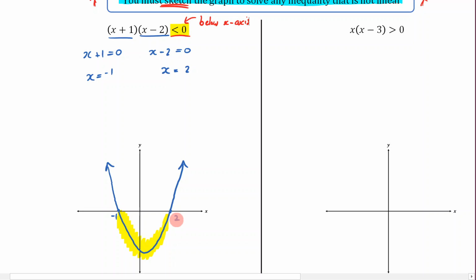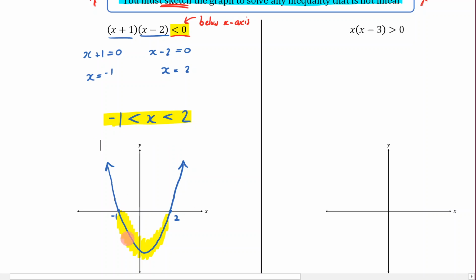Now we have to write down our x values for which this is true. So that means when my x, and actually let me write this in blue just to remain consistent. When my x is between negative 1 and 2, I'm below the x-axis. Or to say it another way, in other words, I'm less than 0. So that is our answer. So this right here, that's our answer.